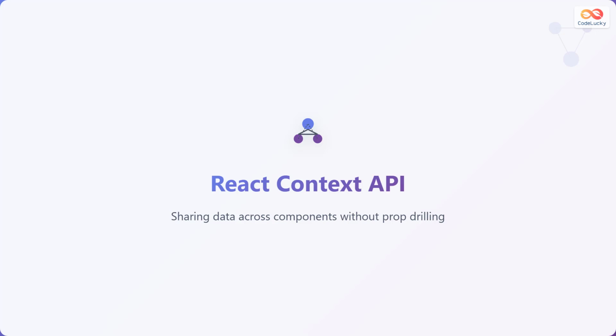Welcome. This video will introduce you to the React Context API. Context API is a feature in React that simplifies sharing data between components. This allows sharing data across components without having to pass props manually at every level.